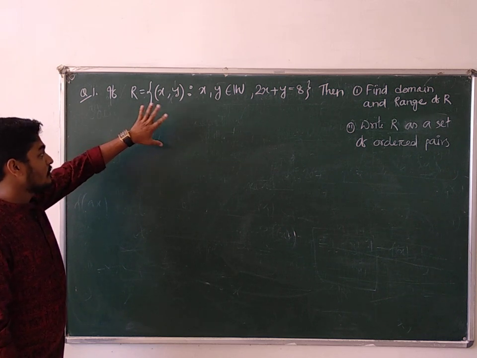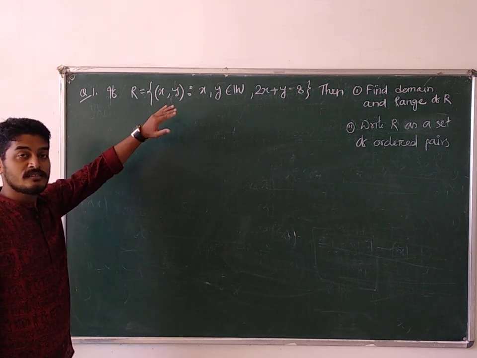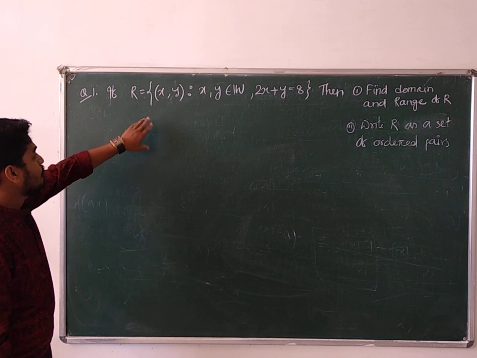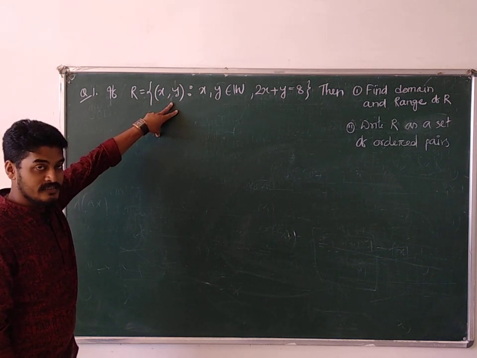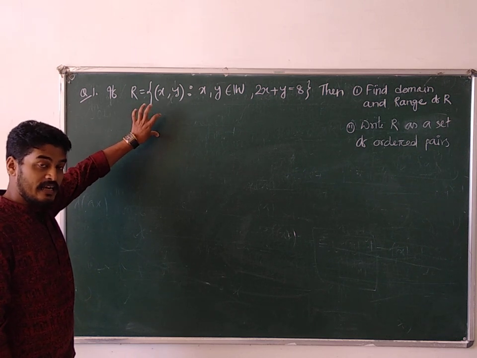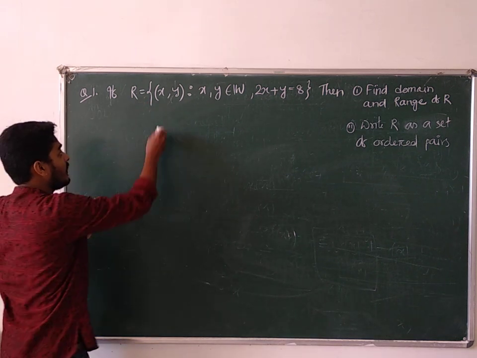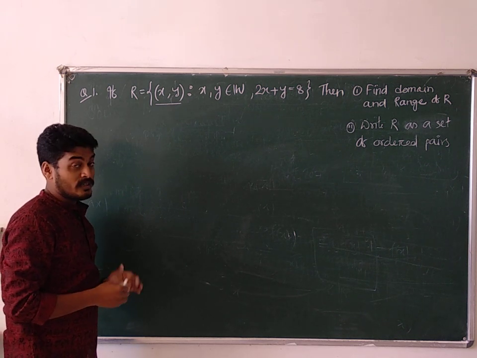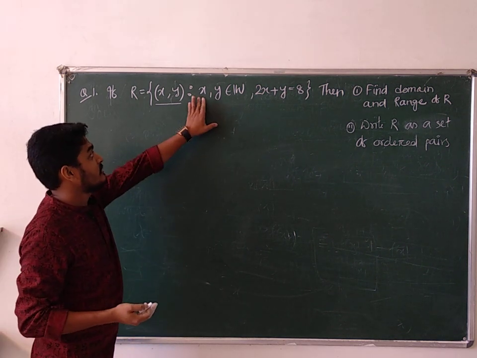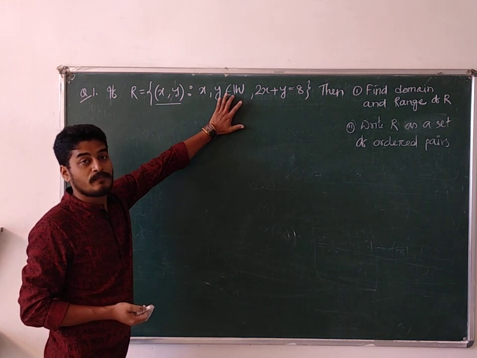R is a set means all the properties of a set are written here. This is written in set builder form. It is a collection of all those ordered pairs x, y. Initially, the elements of the set R are in the form of ordered pairs x, y. So what type of x and y will be there? x and y should always be whole numbers.